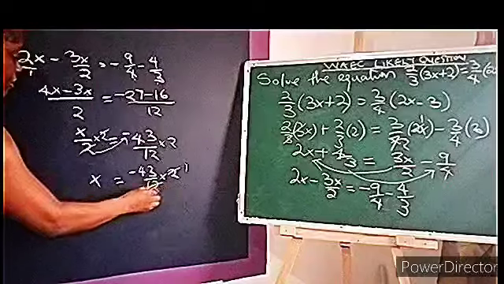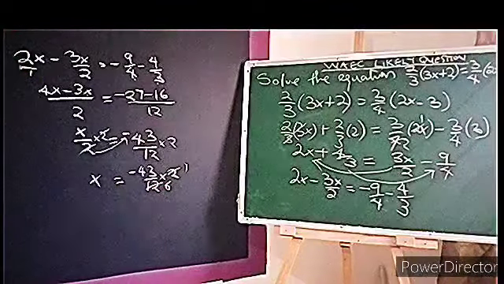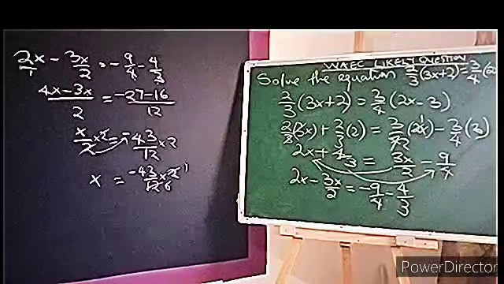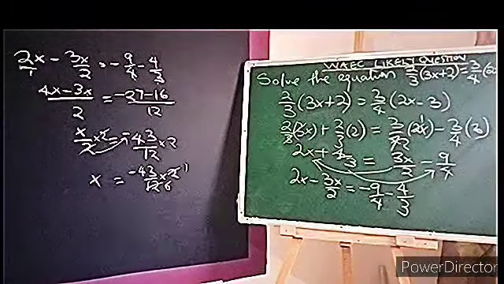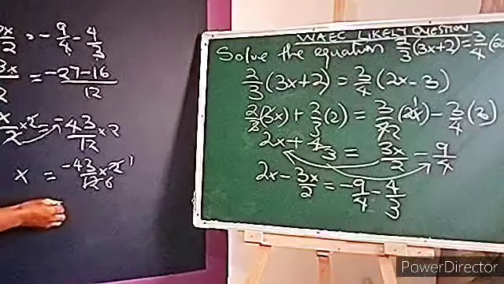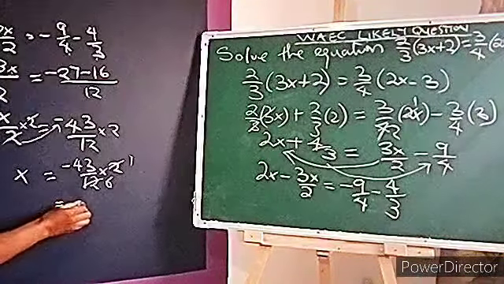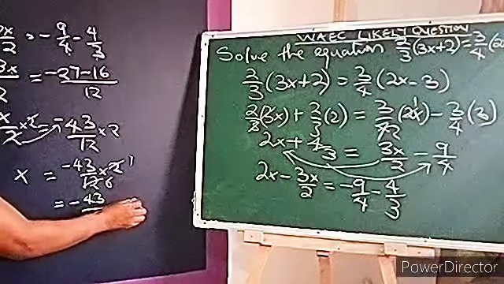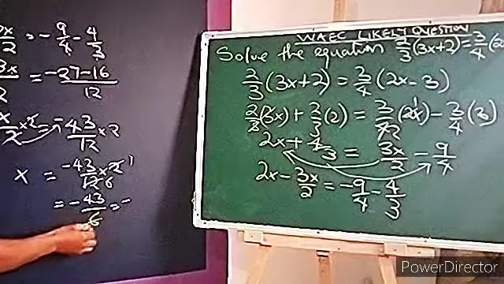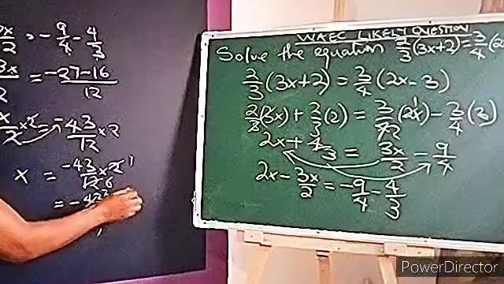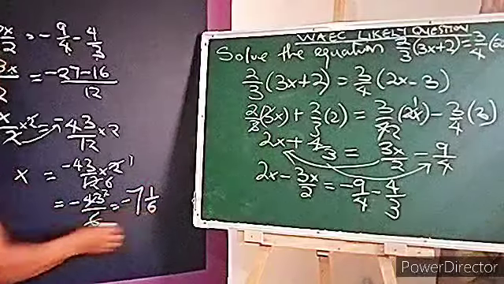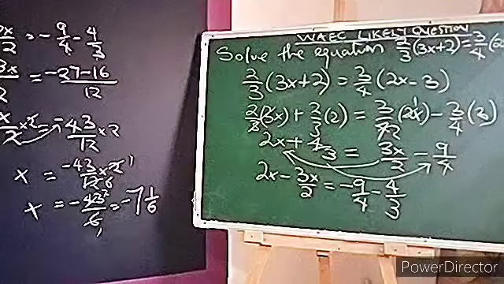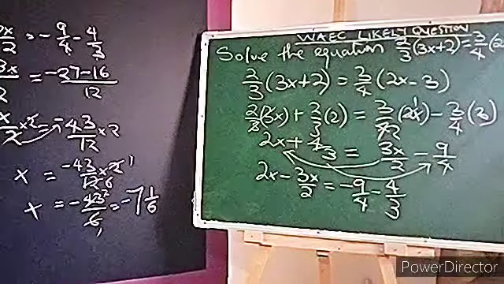Finally, 2 cancels here, 2 cancels here, giving 6. 6 will not divide 43 to give us a whole number, there will be a remainder. So it will be minus 43 over 6, or minus 7 whole number 1 over 6. So the value of x is minus 7 whole number 1 over 6.